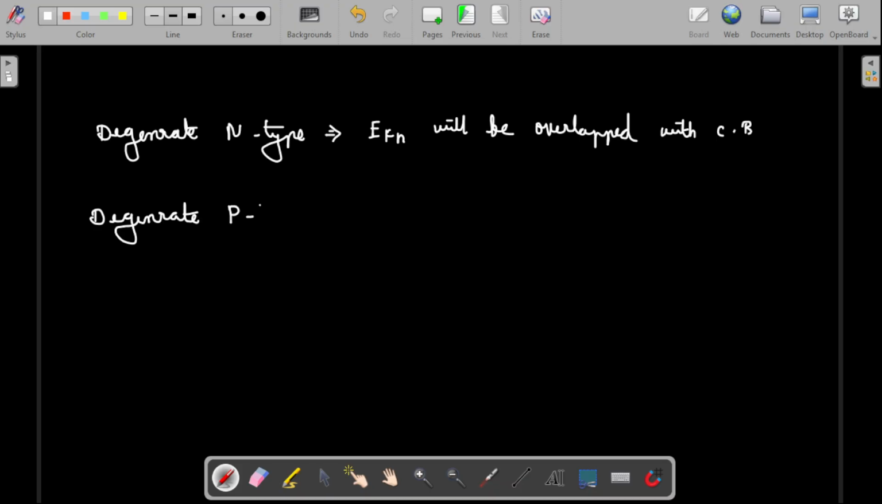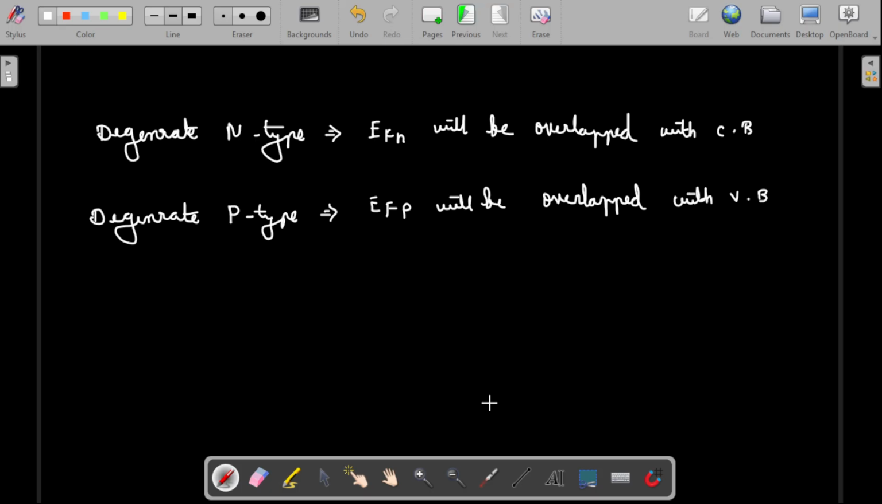In the degenerated cases, none of the theories will work. Semiconductor theory physics will not work, so we will be working only with non-degenerate cases. So EFP will be touching or overlapped with the valence band. I hope it is understood for you guys. If you have any doubts, please ping in the comment section and I will explain it again.